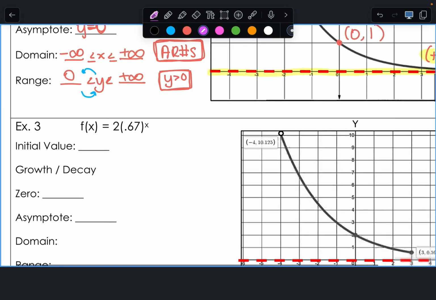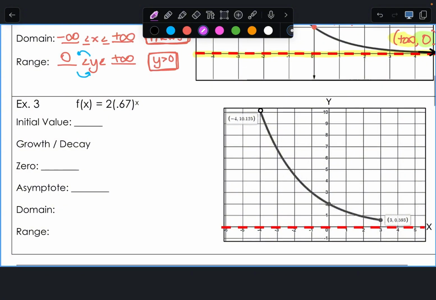Example 3. Notice, what's different about example 3? There's no arrows, so that means we're not going to have any infinities on this one, okay? But I did label the 2 points for you. The initial value is 2. It's crossing the y-axis at 0, 2. Growth or decay? Decay. Still going down, so it's still decay. Is there a 0? No. What's the asymptote? Okay. Now, the point's already labeled for you, so you don't have to worry about that part.